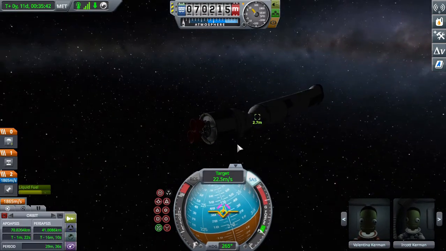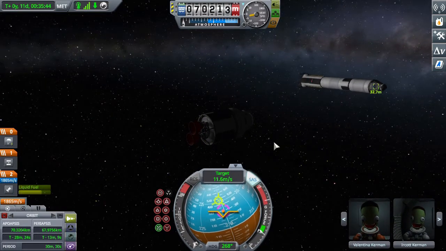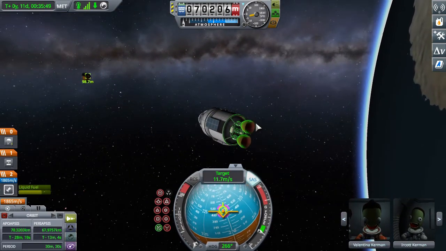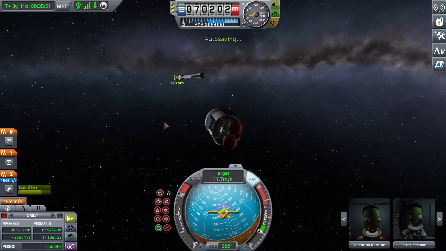An apoapsis is the highest point in orbit, while a periapsis is the lowest one. A final vocab word is period. The period of an orbit is the amount of time that it takes to complete one orbit.